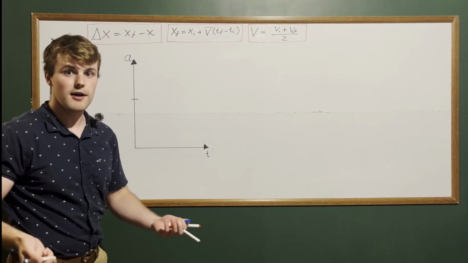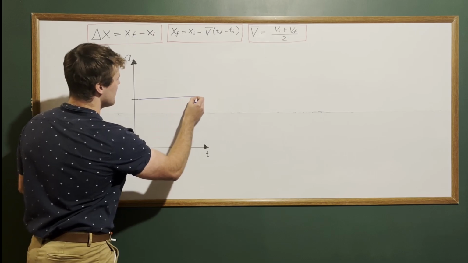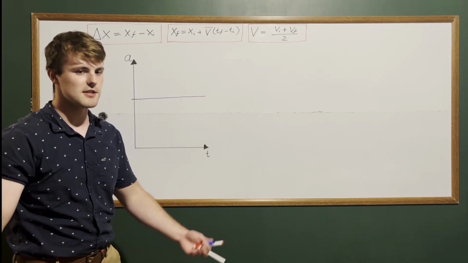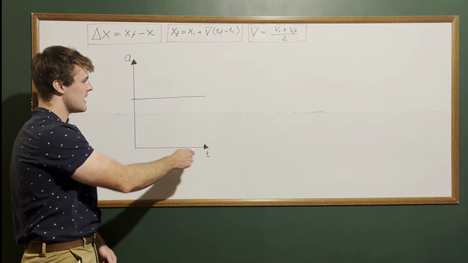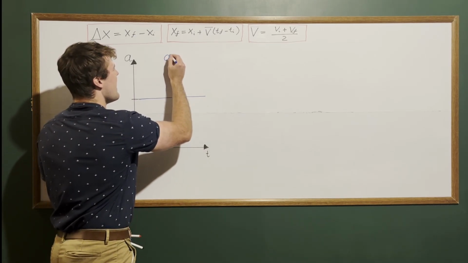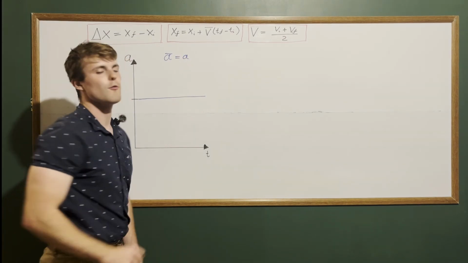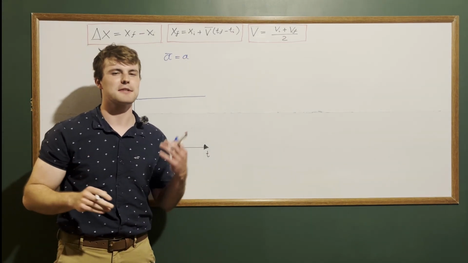So let's plot constant acceleration. Constant acceleration looks just like that. It's just a straight line. For every moment in time, acceleration is the same. So in this case, average acceleration is the same as regular acceleration. And you don't have to really understand that yet.